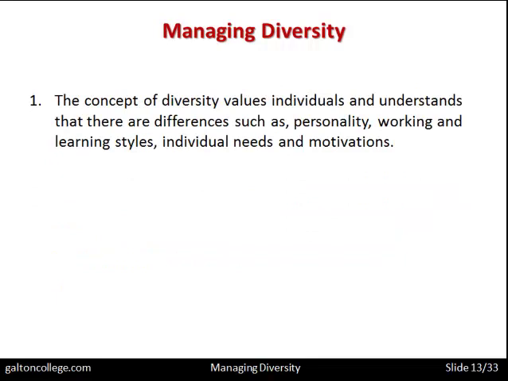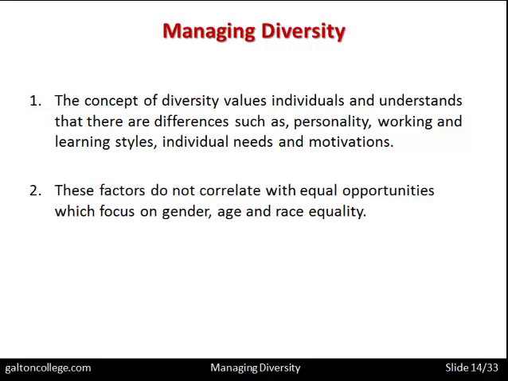The concept of diversity values individuals and understands that there are differences, such as personality, working and learning styles, individual needs and motivations. So this approach explicitly recognizes the differences and works towards accommodating the differences, but also perhaps benefiting from the differences. These factors do not correlate with equal opportunities, which focuses on gender, age and race equality, generally speaking.